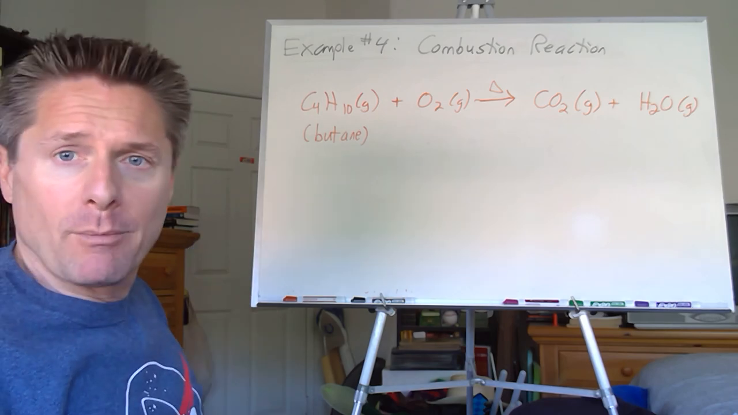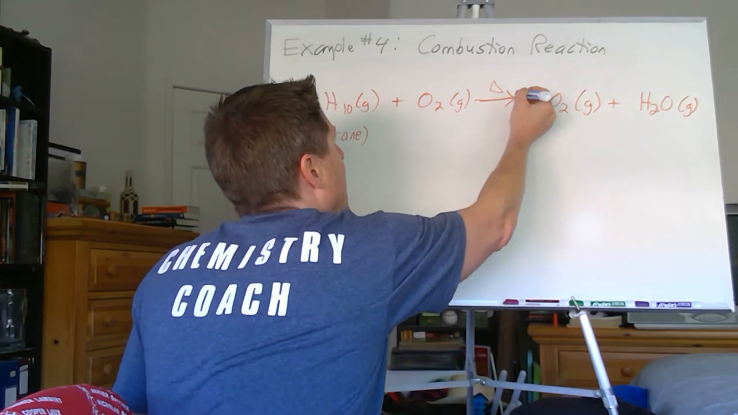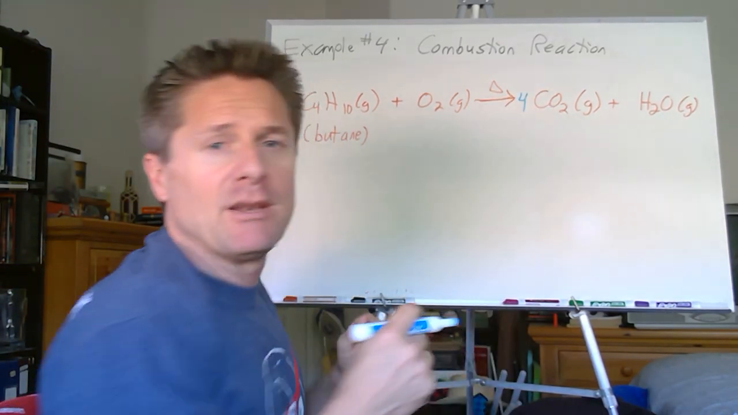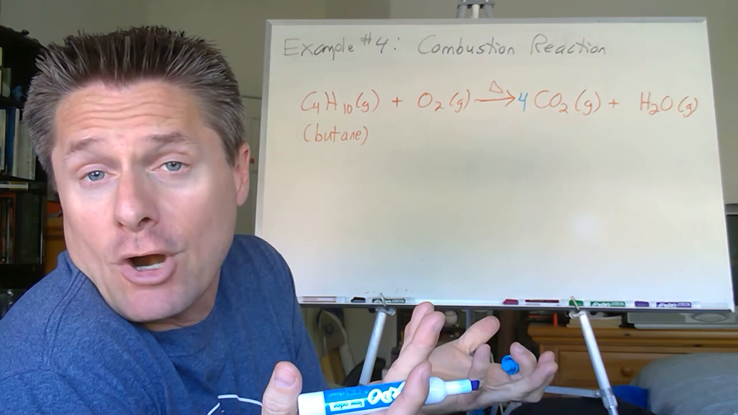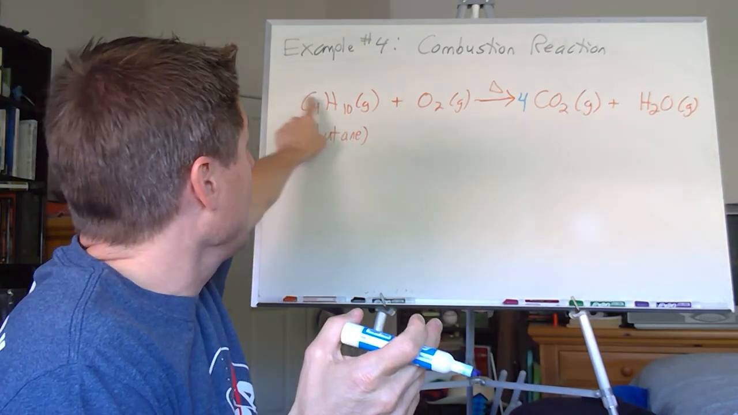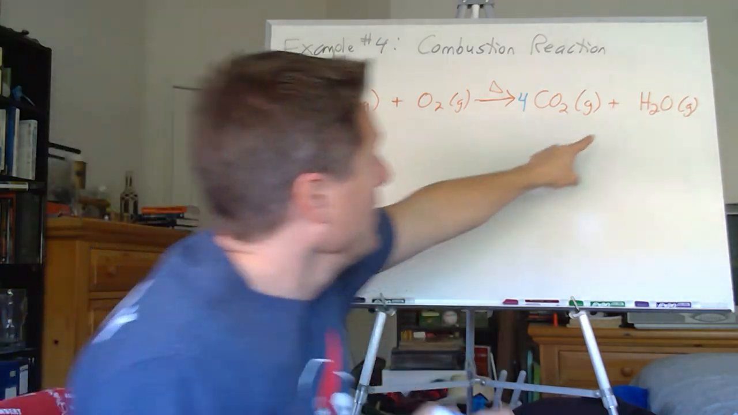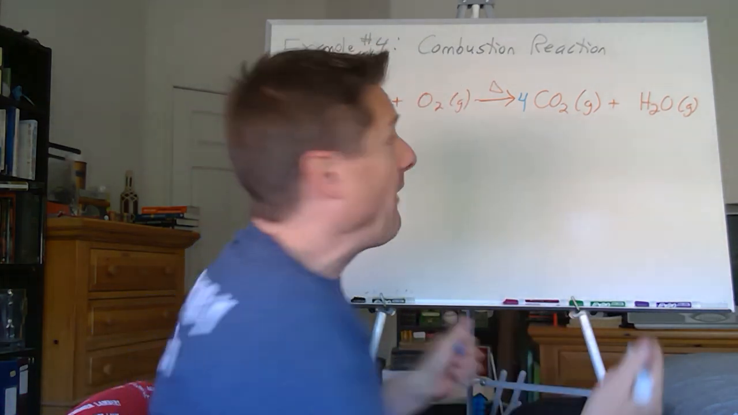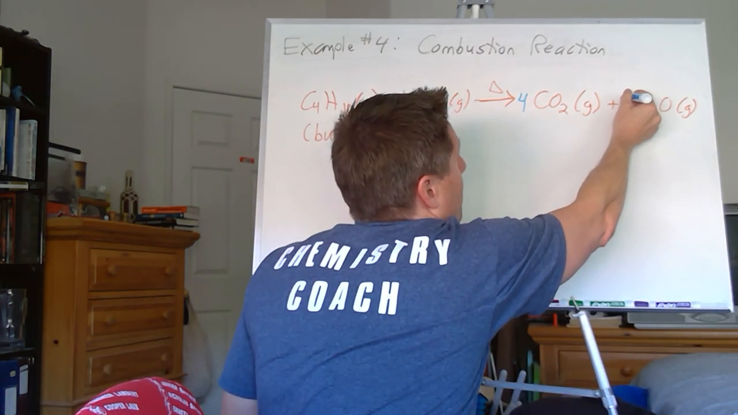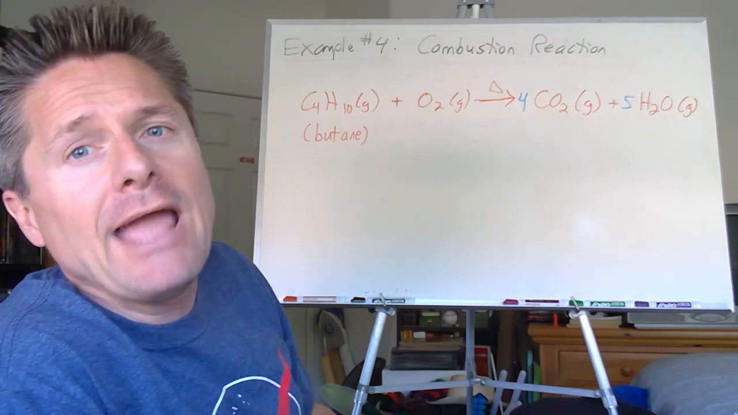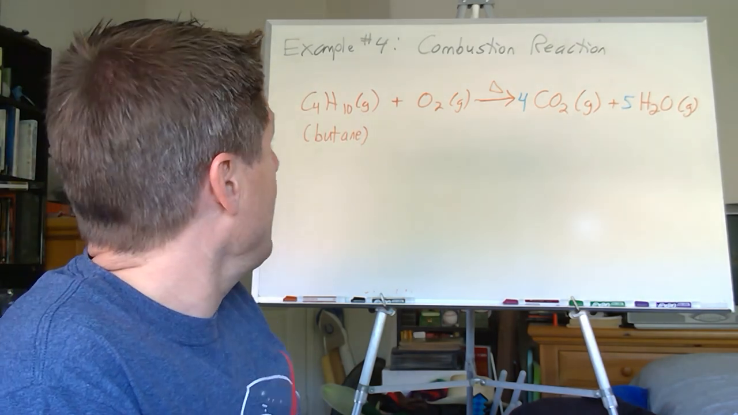So I've got 4 carbons here and 1 there. So it's pretty obvious that we need to put a 4 in front of the CO2. Now our carbon's balanced. We have 10 hydrogens. 1 times 10 is 10. Well, we've got 2 here, so 2 times 5 would be 10. So if I pop a 5 there, my hydrogens are balanced. Everybody good with that one?